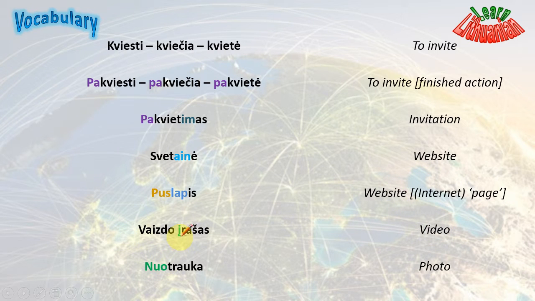So vaizdo įrašas is a video, and vaizdas is a view, and įrašas is a record. Įrašyti means to write into or to record, and įrašas is a noun made from the verb record. So a record of view or image. So a video is vaizdo įrašas. Next. Nuotrauka. A photo.